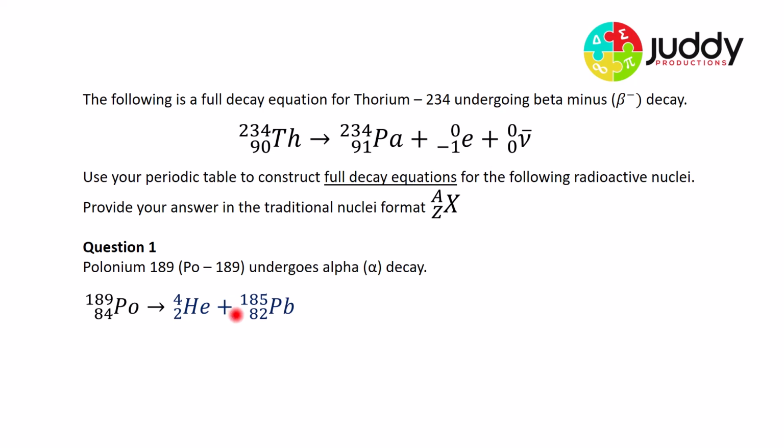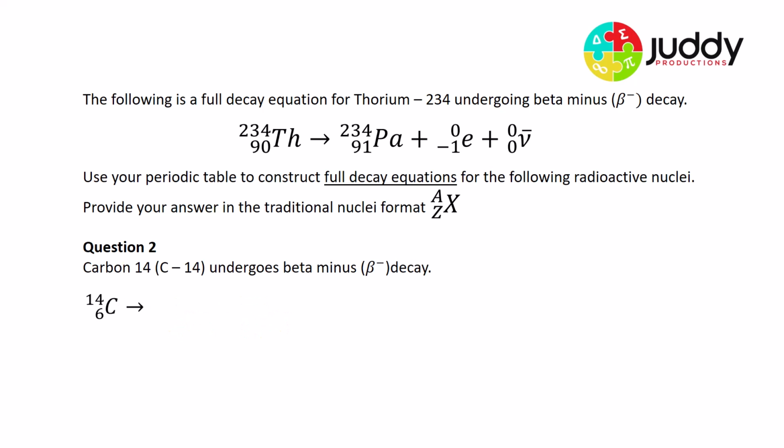We check element number 82 on the periodic table, and it is in fact lead. So you get 1 mark for correctly labeling the helium nuclei, the 4,2, and the second mark for correctly labeling the daughter nuclei, being lead-185. Question number 2, carbon-14 undergoes beta minus decay.